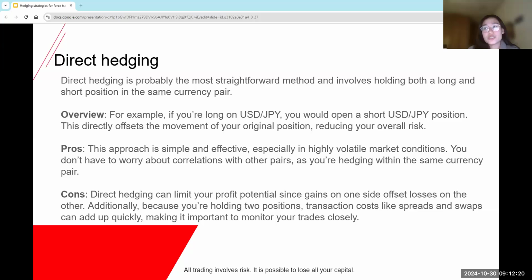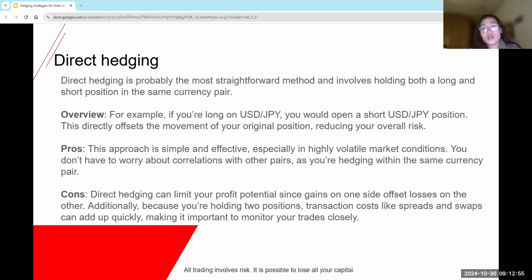Pros: this approach is simple and effective, especially in highly volatile market conditions. So you don't have to worry about correlations with other pairs as you're hedging within the same currency pair. Cons: direct hedging can limit your profit potential, since gains on one side offset losses on the other. Additionally, because you're holding two positions, transaction costs like spreads and swaps can add up pretty quickly, making it important to monitor your trades closely.